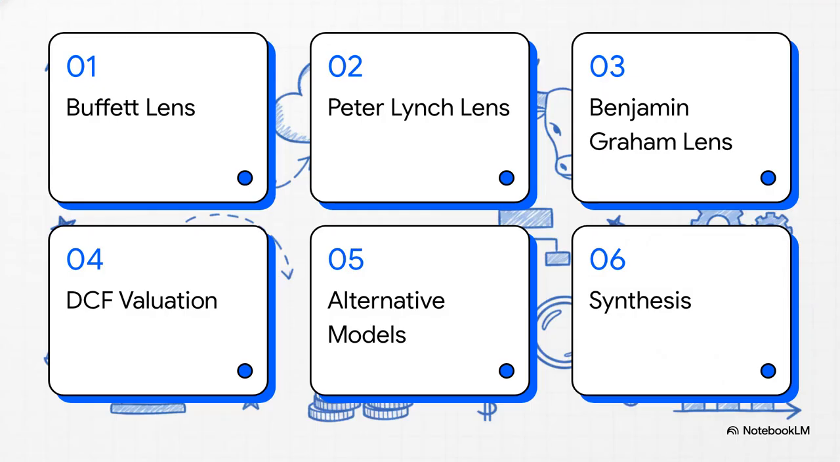Here's our roadmap for the analysis. We'll start with a quick snapshot and apply the Buffett lens. Then we'll move right into Peter Lynch's framework, run the strict Benjamin Graham defensive checklist, build out a DCF valuation, look at a couple of alternative models, and finally bring it all together for our synthesis and recommendation.